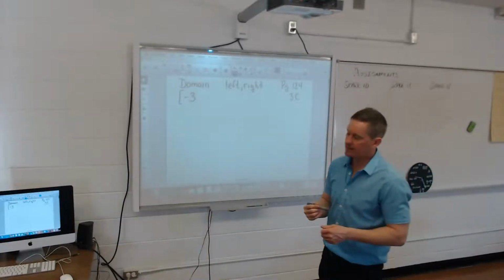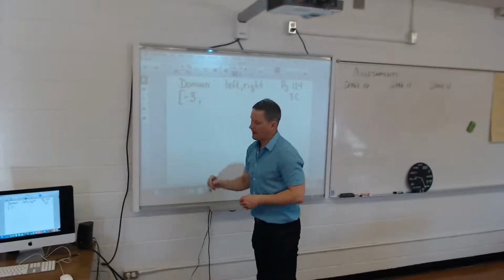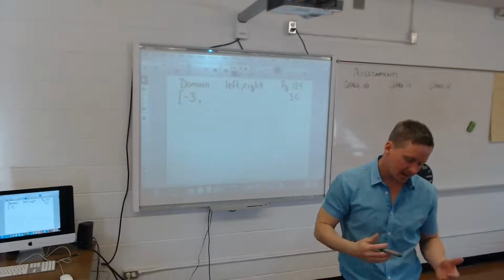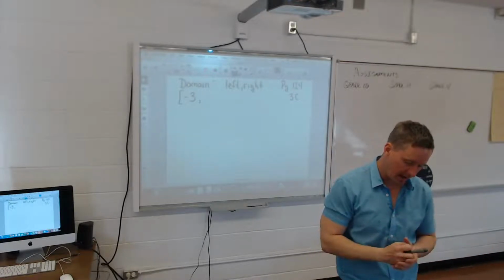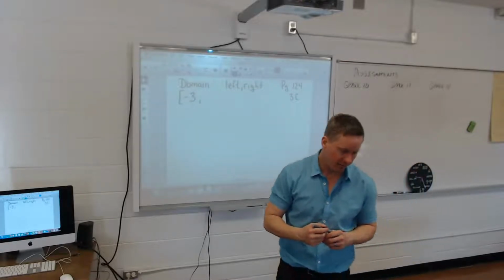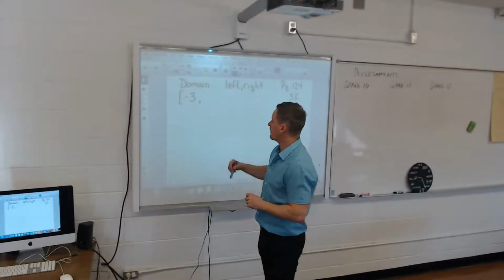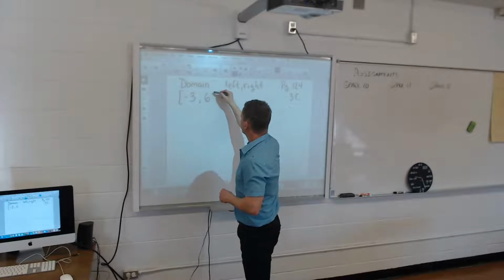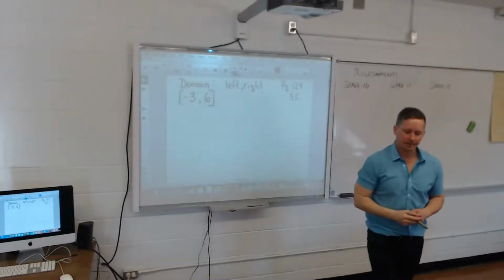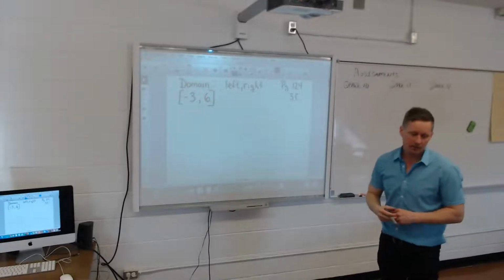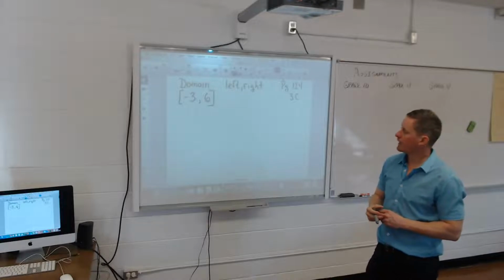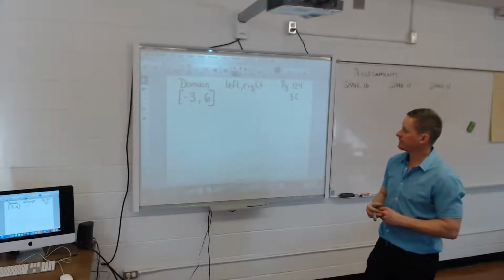Now I have to look at that same graph, and I have to decide, what is the furthest coordinate on the x-axis? So that's the horizontal axis. How far right does this graph go? Well, this graph goes 6 to the right. So my domain for this graph in interval notation is -3 to 6. So it goes -3 to the left and 6 to the right.